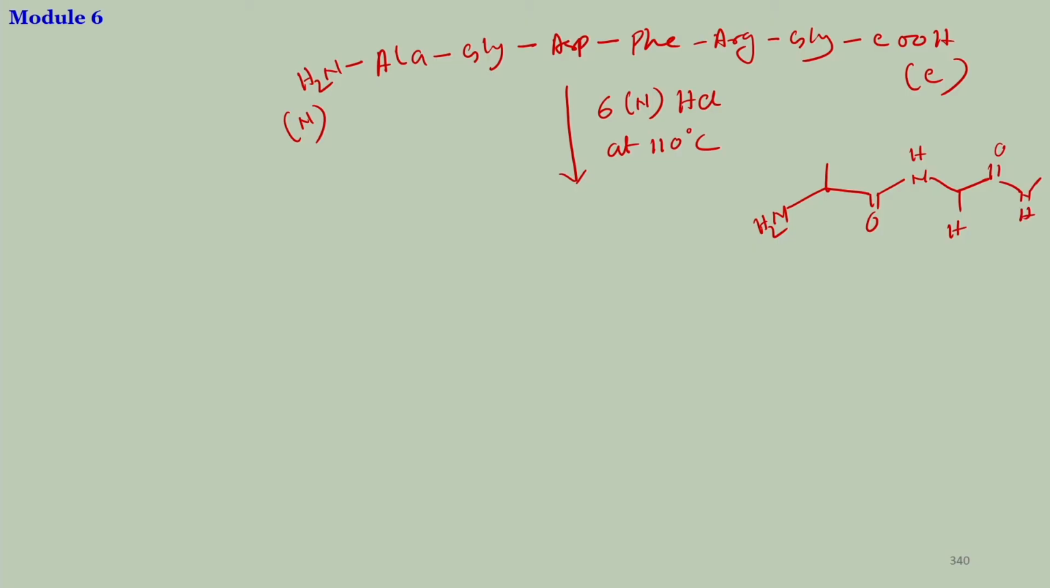So, if you treat this with 6 normal hydrochloric acid at high heat, then it will cleave all the peptide bonds, and what you will get is individual amino acids, this plus a glycine plus all the others. So, after treatment with 6 normal hydrochloric acid at 110 degrees Celsius, what you will get is individual amino acids. It will break all the peptide bonds. So, that is what is done to understand the composition.